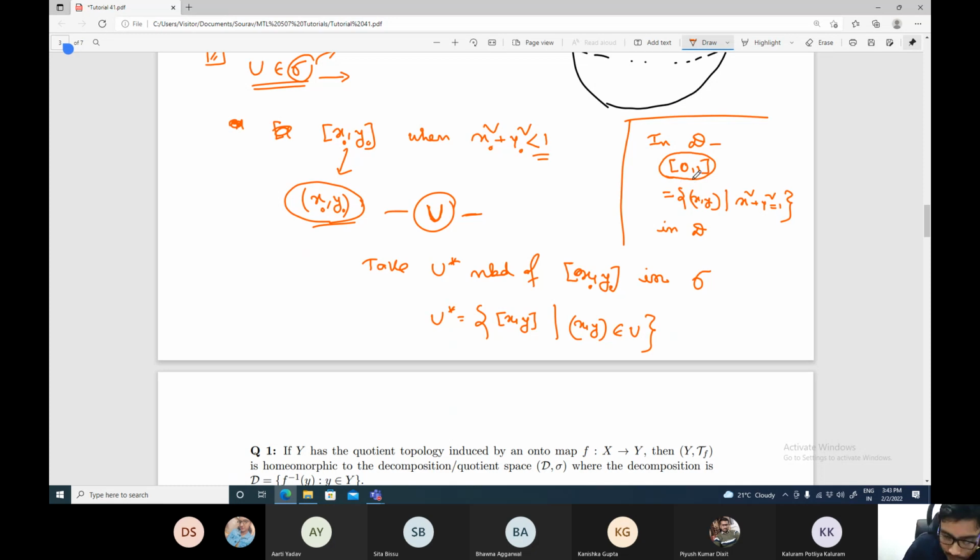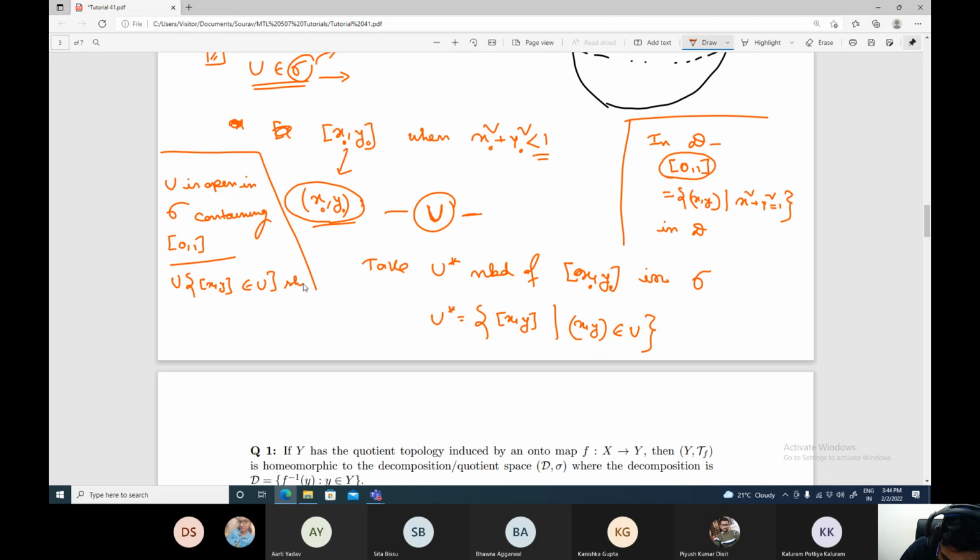Means we want some open set in sigma which contains this point. So now if U is open in sigma containing (0, 1), then by definition, this union of elements (x, y) belonging to U should be open in X, right? By definition. Now this one is actually a set.